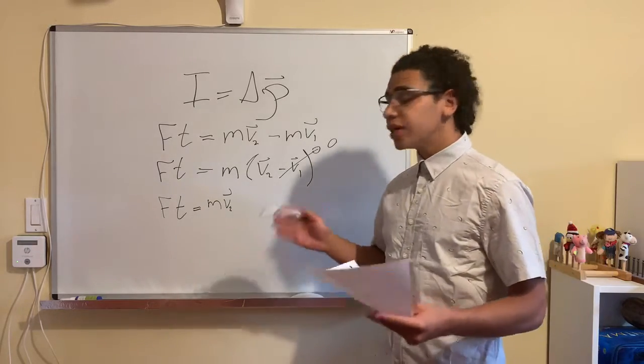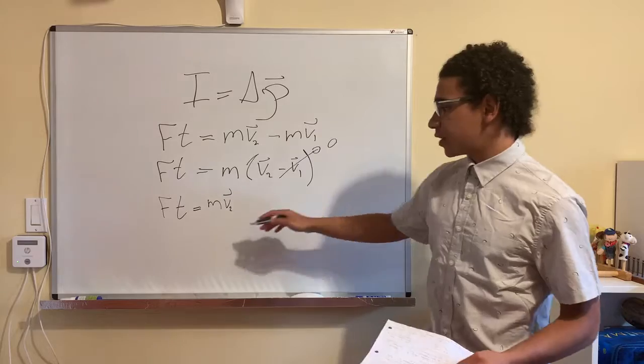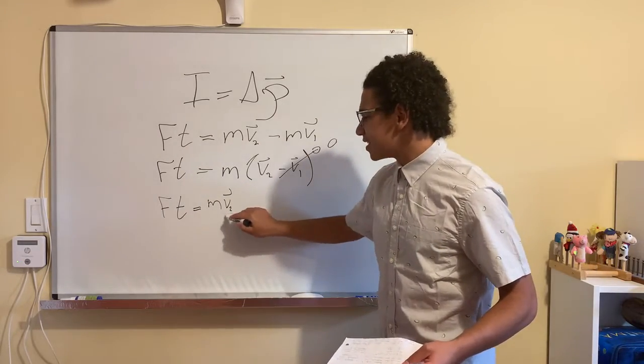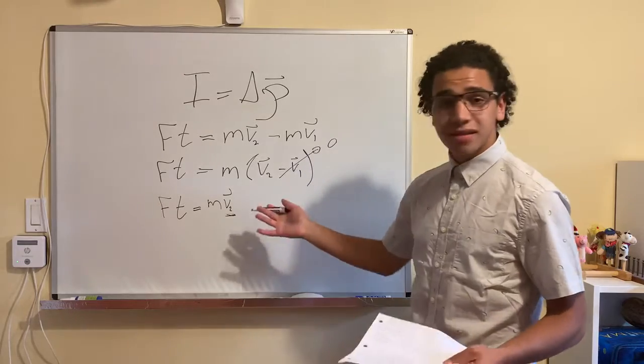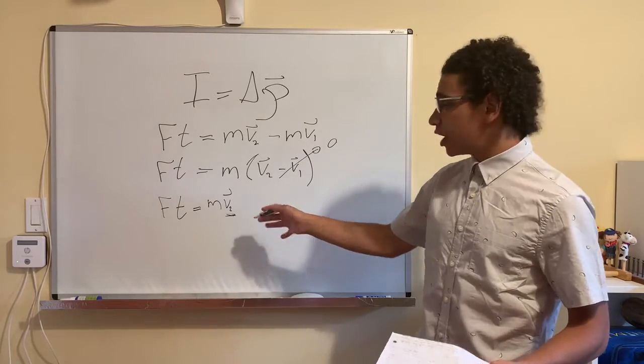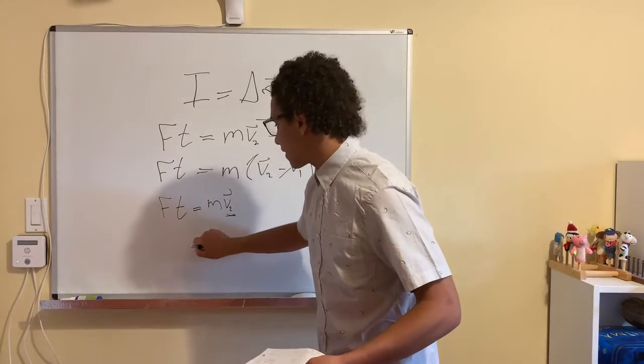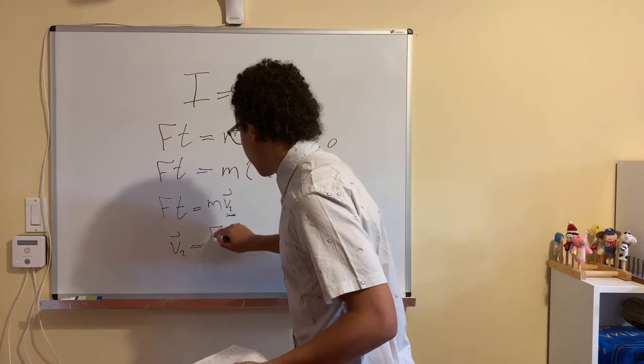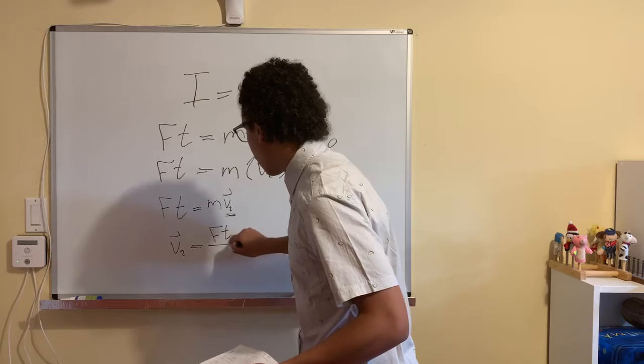The value that we're really interested in in this equation is the v2 value. So let's rearrange this equation so that we isolate this v2 value. So v2 equals Ft over m.